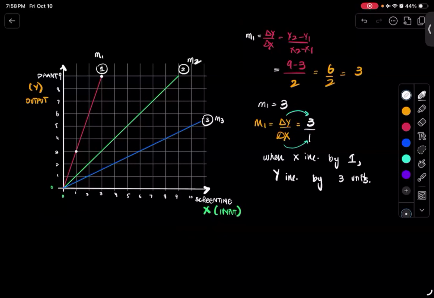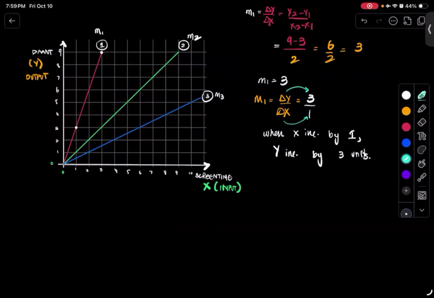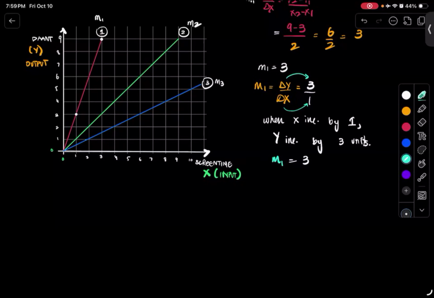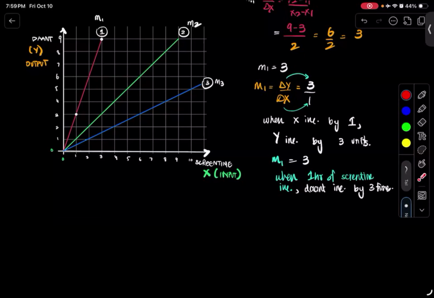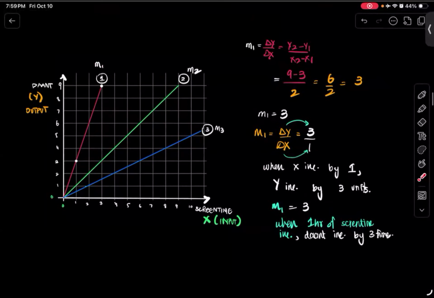Now, for this specific example, what is on the y-axis? Dant. And what is on the x-axis? Screen time. Okay. So can I say that for this gradient, for the first child, M1 basically means that when screen time increases by 1 hour, Dant increases by 3 hours. 3 times, sorry. 3 times. Do you get what the gradient means in this context? Yes or no? Yes.